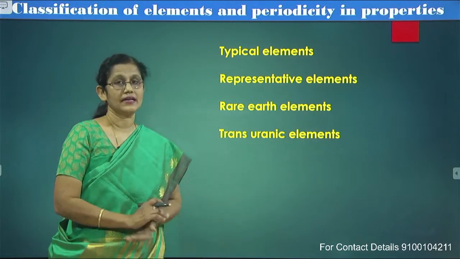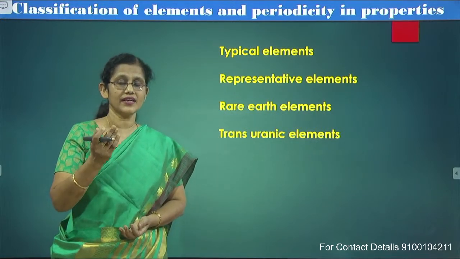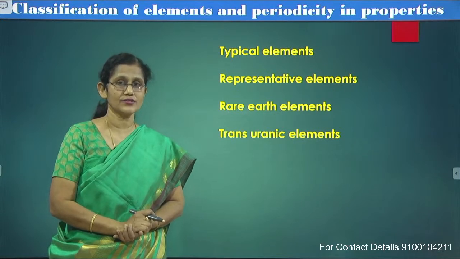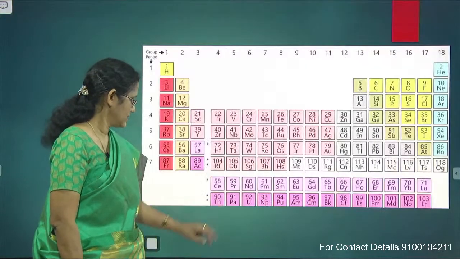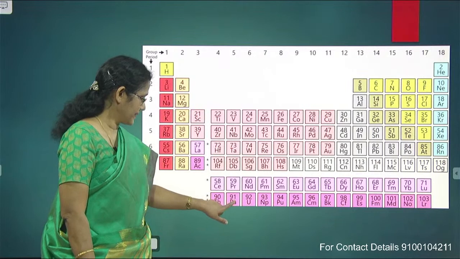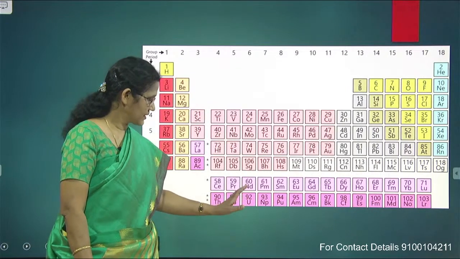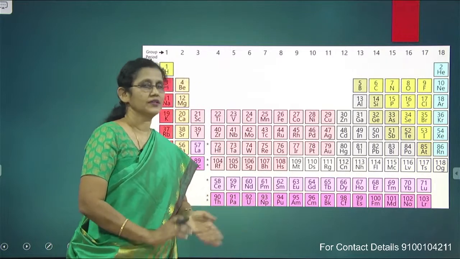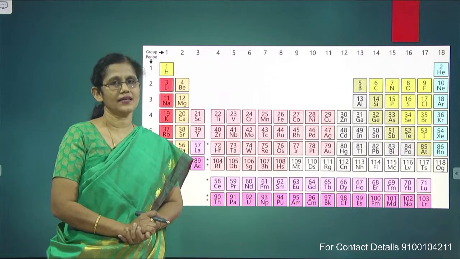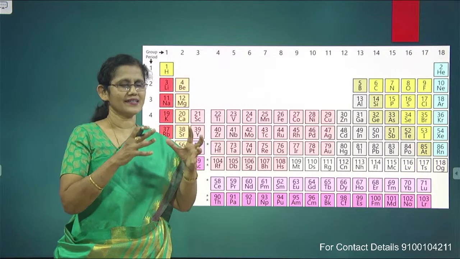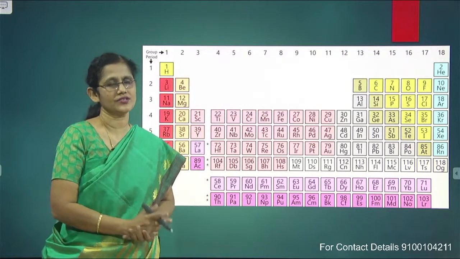Transuranic elements are the elements after uranium. See, thorium, protactinium, uranium, 92. Elements with atomic number above 92 are called transuranic elements. So, these are some points about the long form of the periodic table.